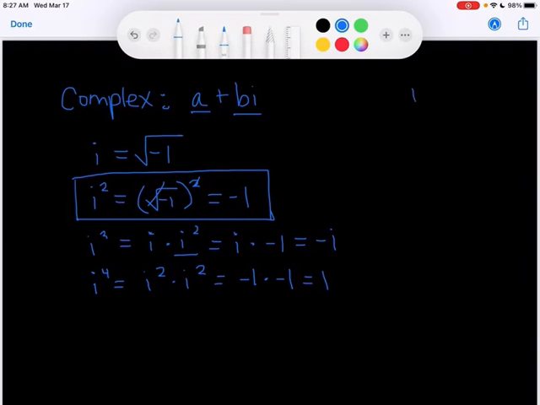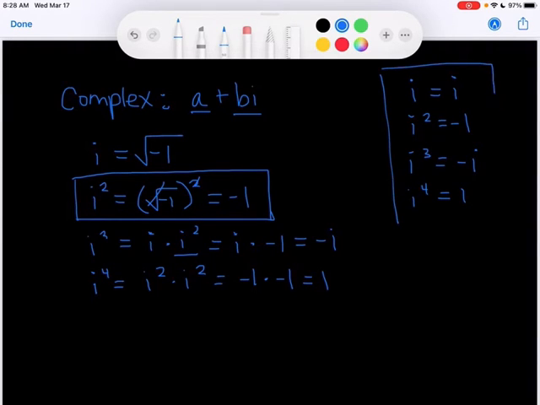So when you're simplifying powers of i, we just leave i as i. i squared, we change to -1. i cubed, we change to -i, and i to the fourth we replace with 1. So these are very important right here. Let's do a couple examples with this information.